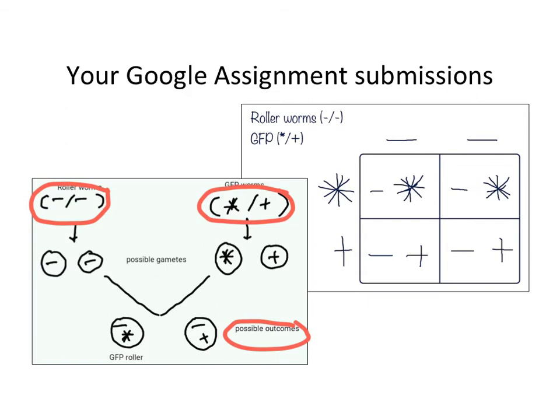Why are these not all of the possible outcomes? What's happened in this example? What's written here right underneath where I drew in red? Roller worm. Is this worm green fluorescent or not? No. So what's missing from this drawing?